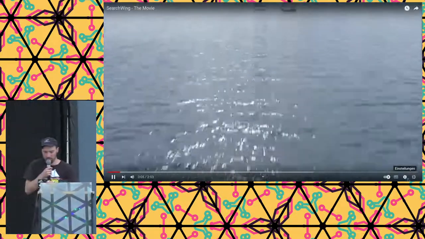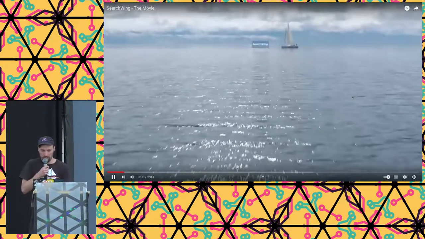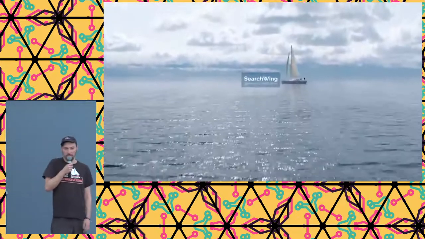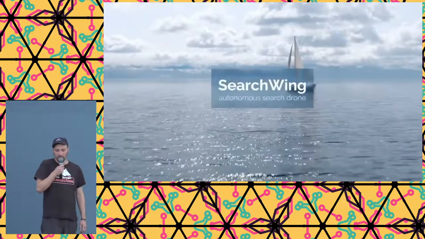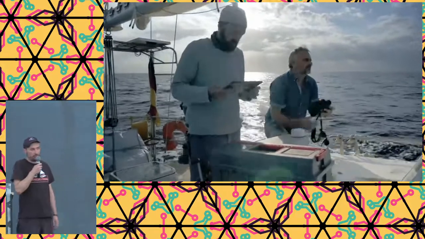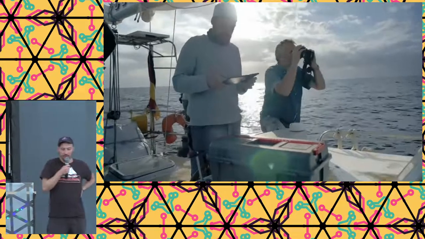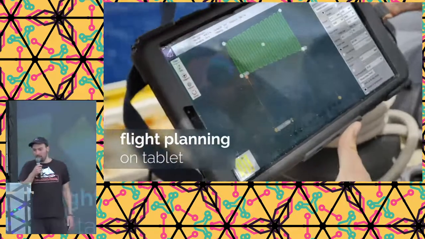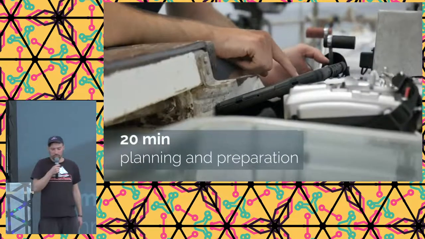We start from the ships, and we're not only starting from the big ones I showed you in the slides, we also start from small sailing boats like you can see here. This is video material from a mission in the Mediterranean on a sailing boat, and here's how it works.